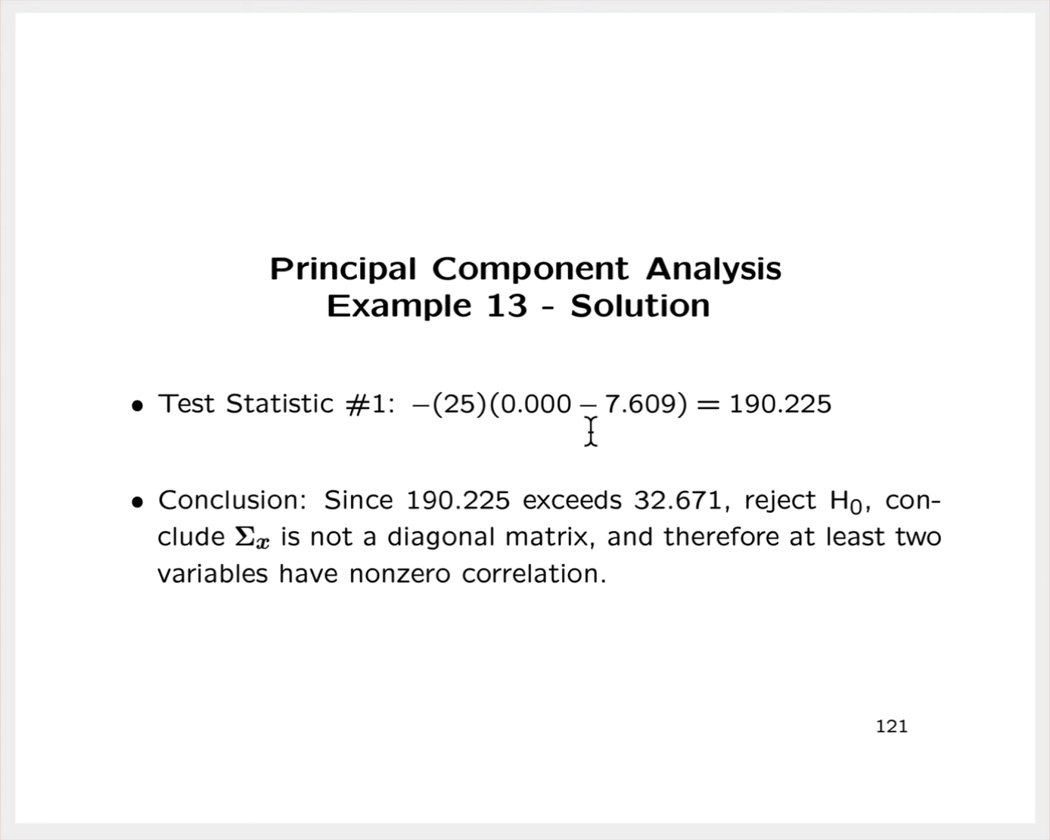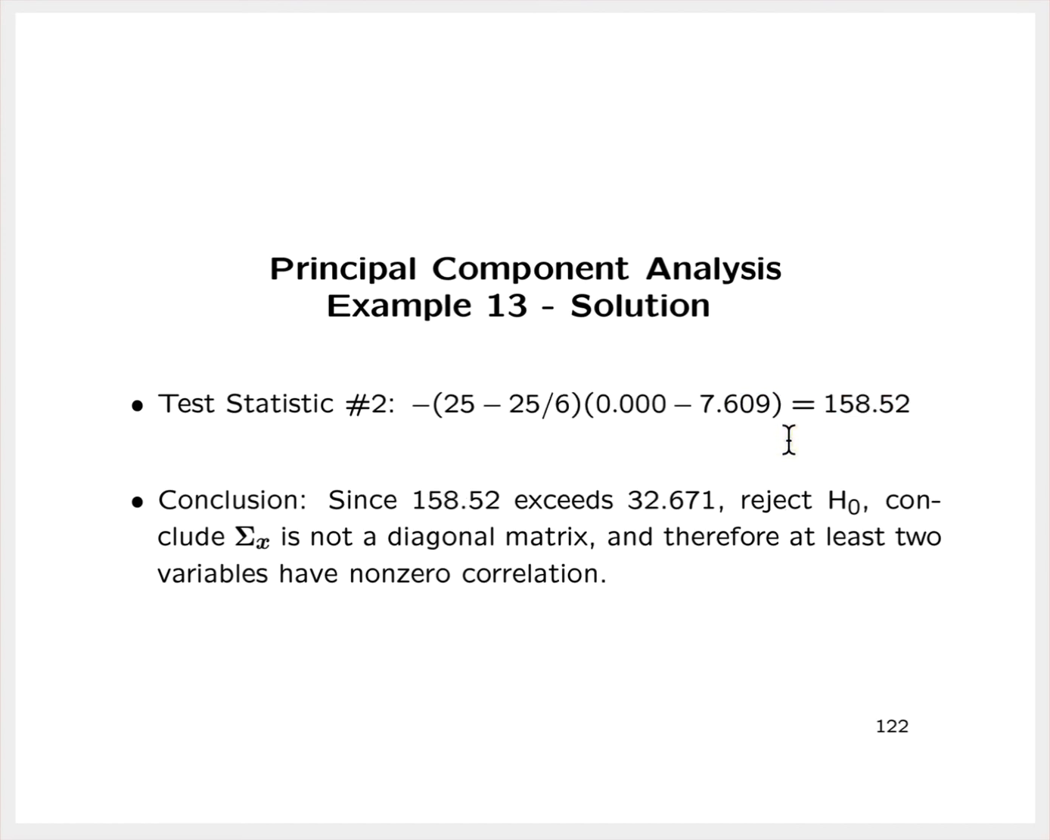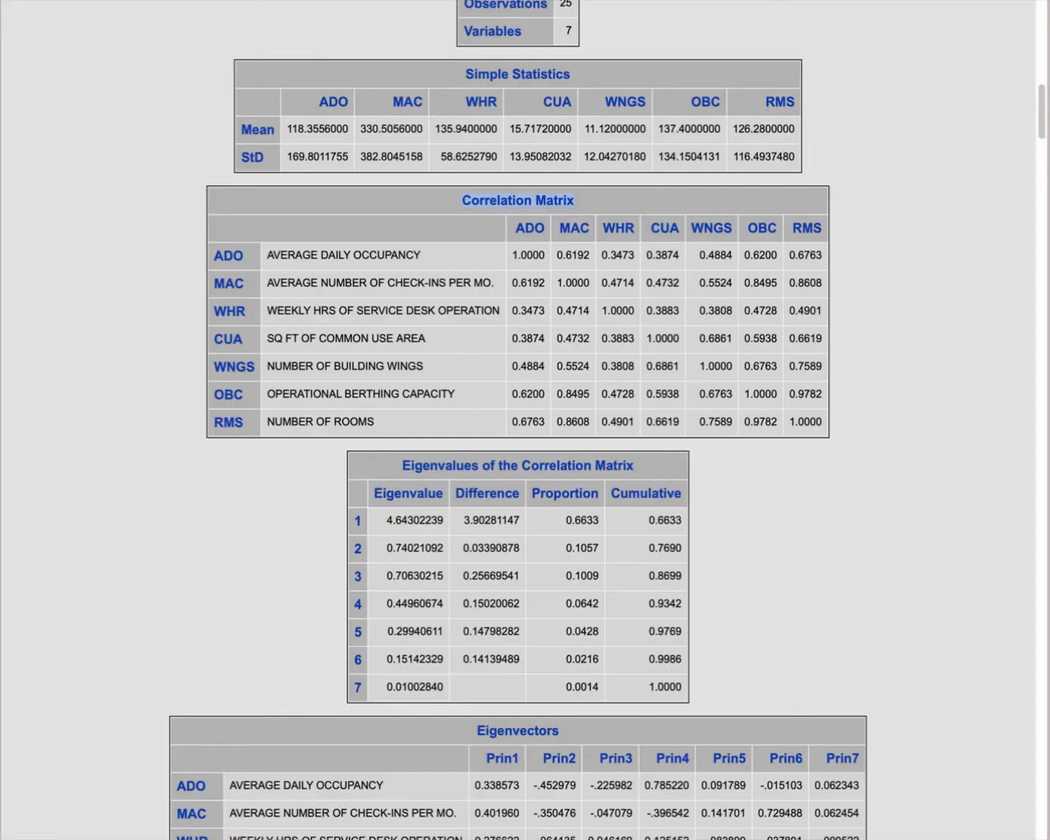So anyway, you multiply that then by negative 25, 25 being the sample size, and we get the value of the test statistic, 190.225. If we use the adjusted number of observations as the multiplier, then we get 158.52. So this is where we get the values that we use to calculate the value of the test statistic.